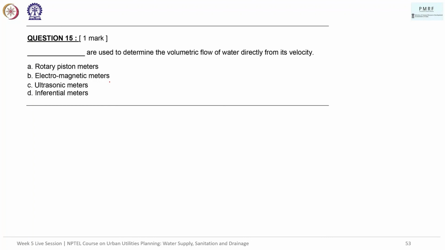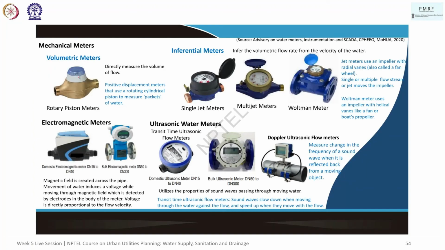Ultrasonic. Okay, we have one answer, ultrasonic. Anybody else? The inferential meters. In this case, Mr. Ashwin is right. The answer is inferential meter. If you look at the rotary piston meters, it measures the flow of water directly, as in the calculation directly corresponds to the volume of water, right? Inferential meters actually use the velocity of water, so they measure the velocity of water and then they figure out the amount of water being used, right?